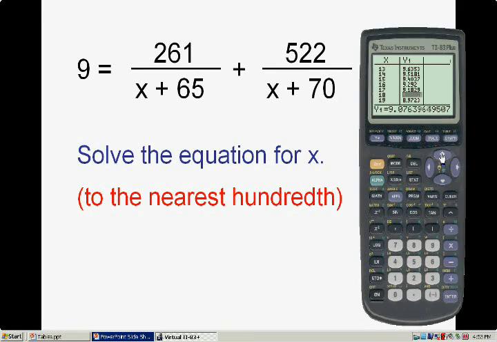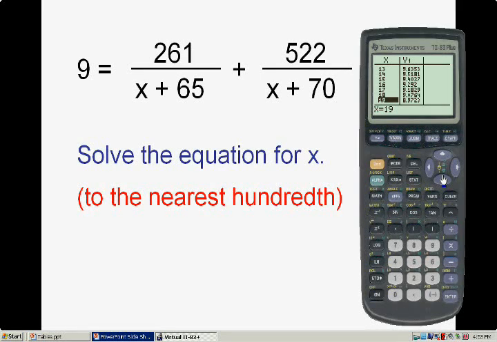Now, if I was just estimating, I'd be okay, but they've asked me to give the answer to the nearest hundredth. So I'm going to have to change the table using, as I showed you before, table set. And I'm going to tell it, I don't want to make the table too long, to give me the numbers between 18 and 19 to the nearest hundredth.